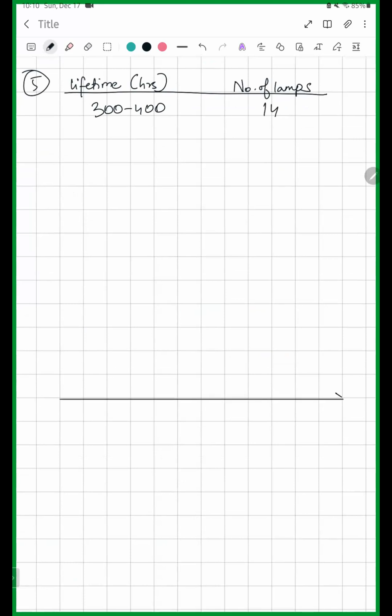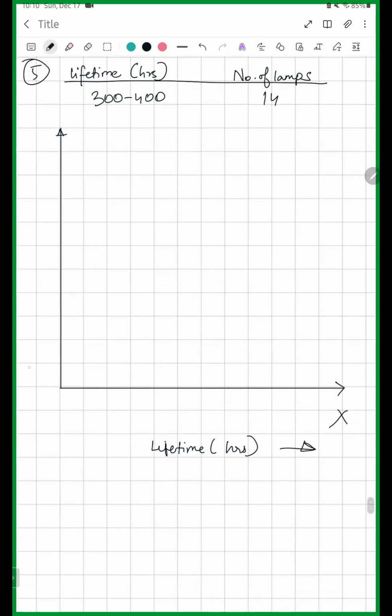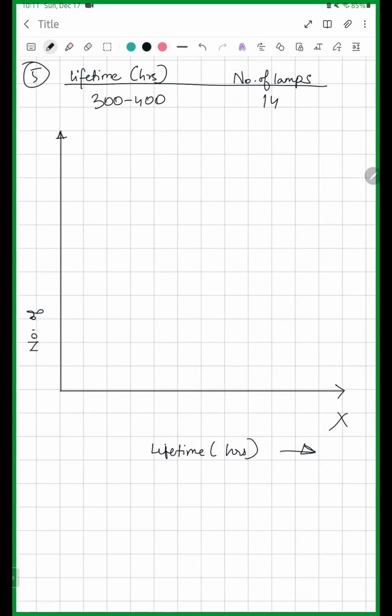On the x-axis, we will put the lifetime in hours. This is the x-axis. And on the y-axis, we will put the number of lamps. This is the y-axis. So 300, we have to start from 300. We will make a ragged line. This is 300, 400, 500, 600, 700. I'm just copying it down from the textbook. Nothing new I am doing, okay? 900 and 1000. So our data is given till 1000.